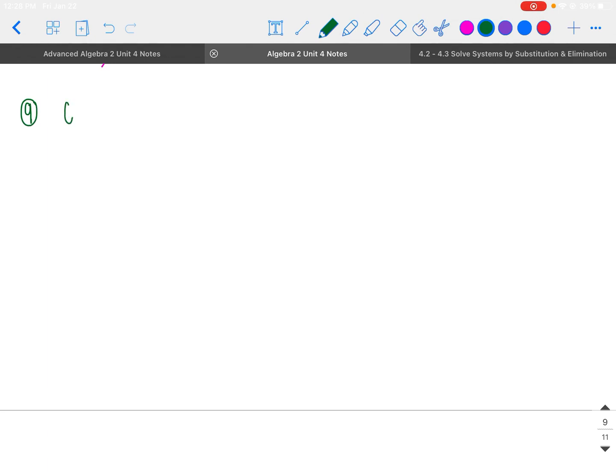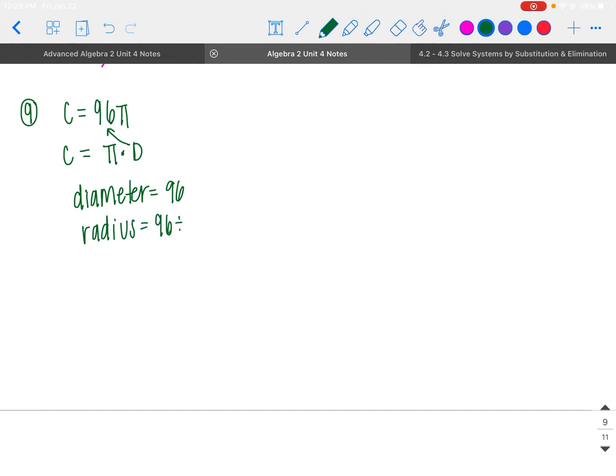All right. Number 9. So the circumference is 96 pi. And circumference is pi times diameter. So my diameter is 96. The question asked for the radius. So 96 divided by 2 is 48. So the radius is 48.